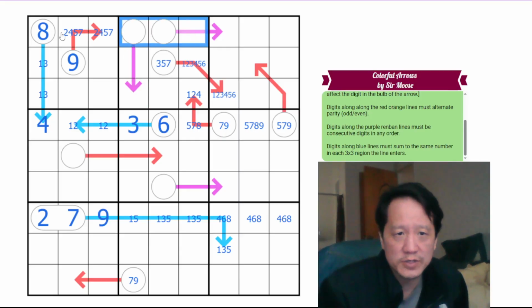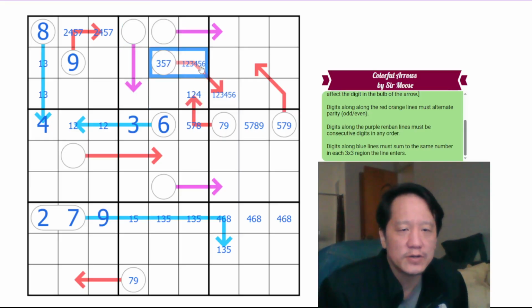8 can't be here because of 8 in the row. So where is 8 in this upper central box? Can't be here because this can't be 9. So then 8 has to be here.